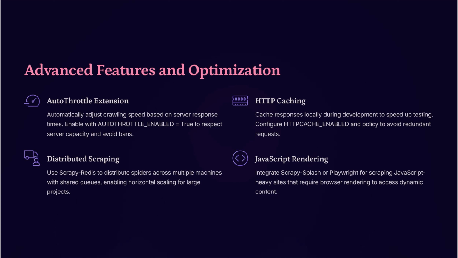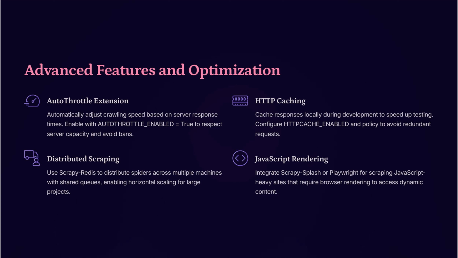Enable AutoThrottle with AUTOTHROTTLE_ENABLED = True to dynamically adjust crawling speed, respecting server limits. Use HTTPCACHE_ENABLED for local caching to enhance testing efficiency. For large-scale projects, implement Scrapy-Redis for distributed scraping across multiple machines. For JavaScript-heavy sites, integrate Scrapy Splash or Playwright to render dynamic content effectively.